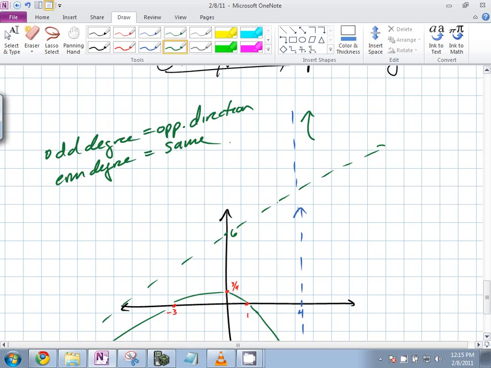So what's the rest of that graph going to look like, do you think? Use your hand. What's it going to look like?